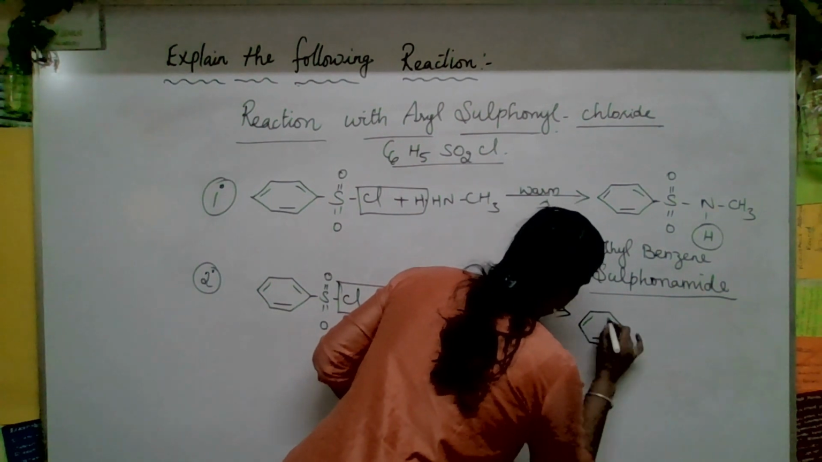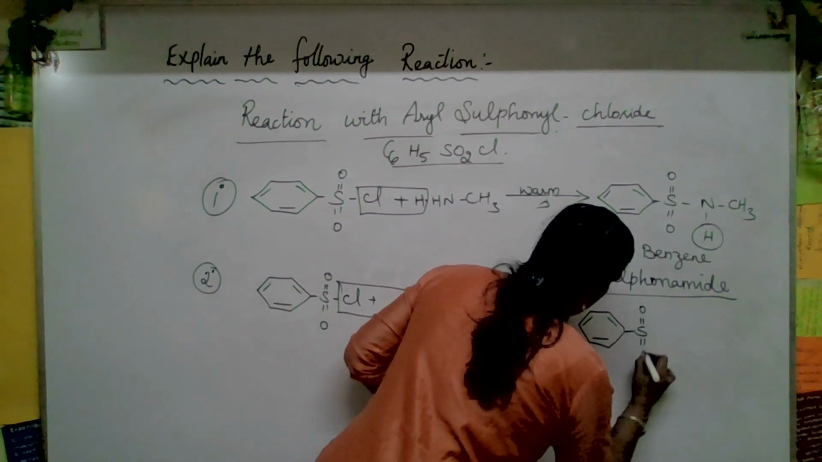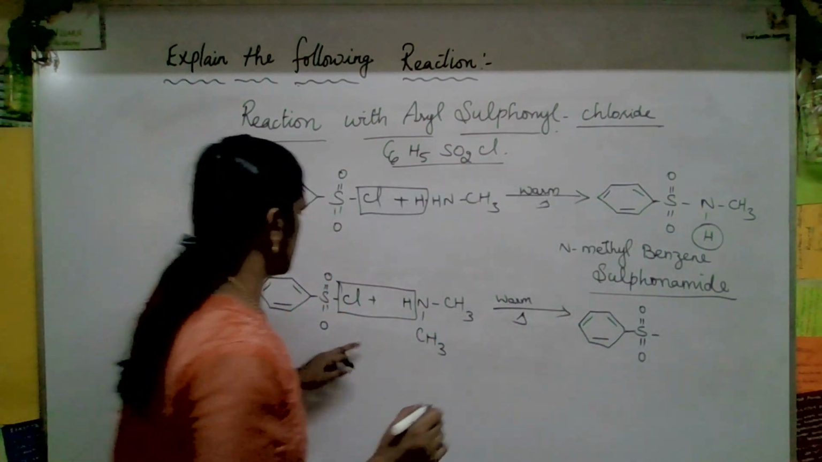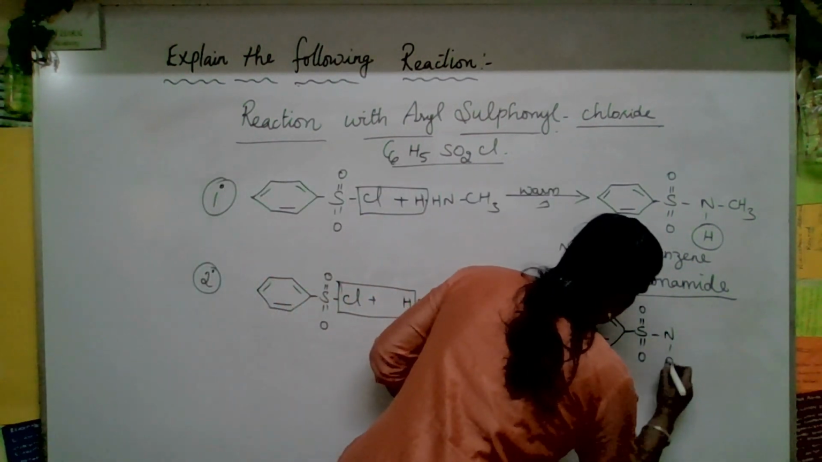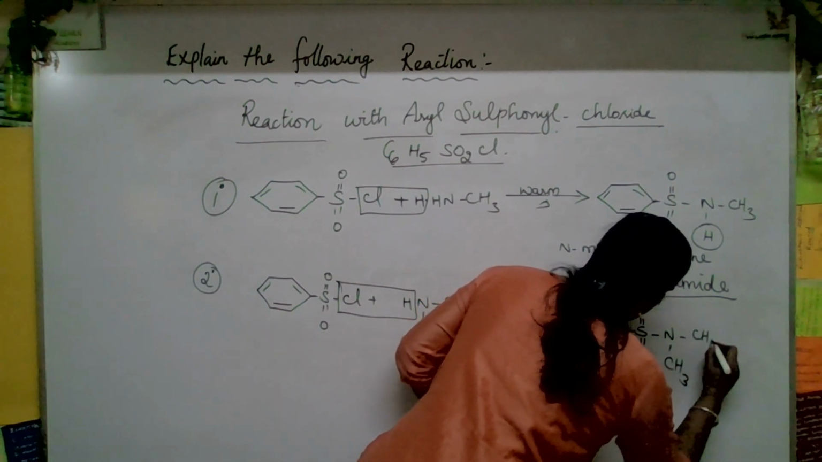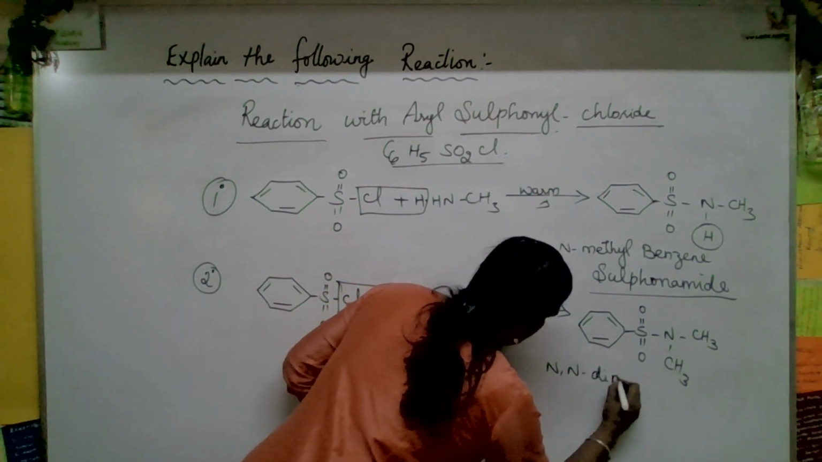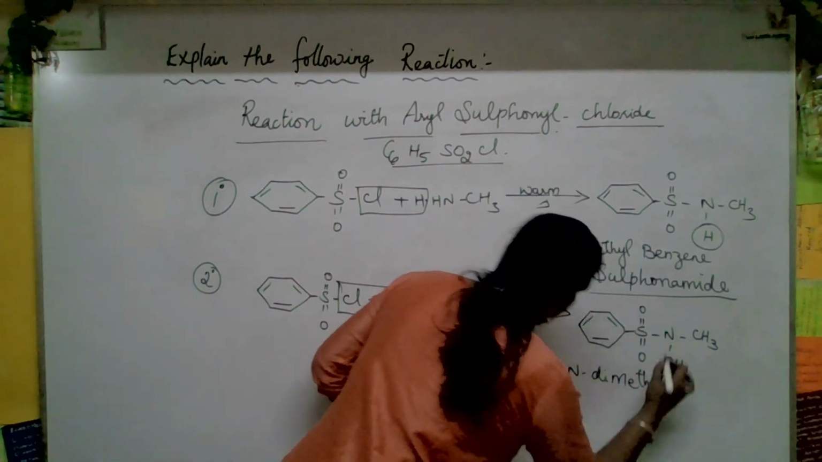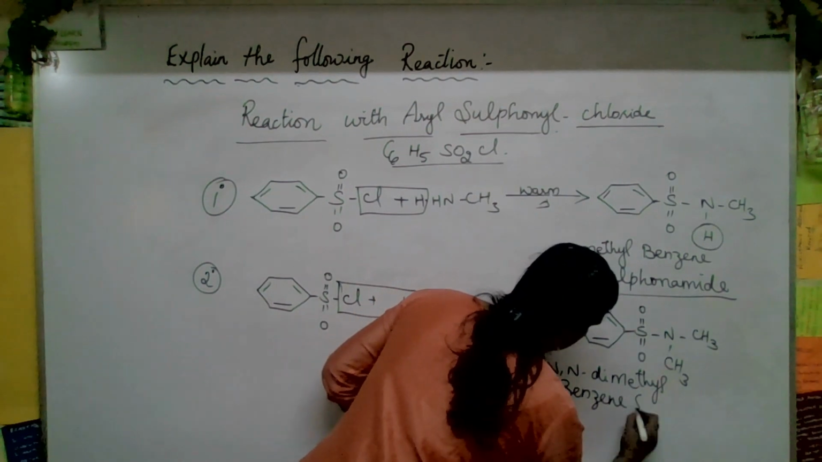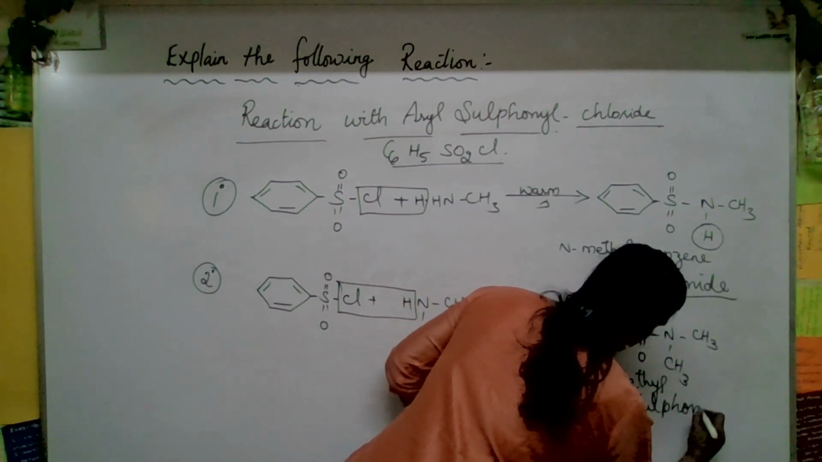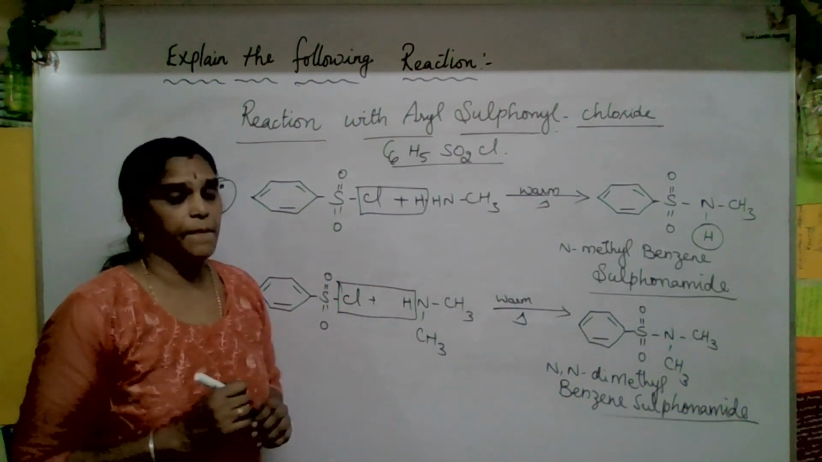So here, double bond O, and here double bond O, and here N, CH3, and here CH3. So what you will get is N-dimethyl benzene sulfonamide. N-dimethyl benzene sulfonamide you are getting.